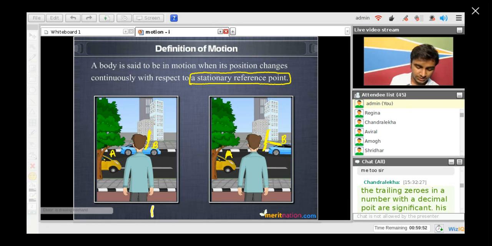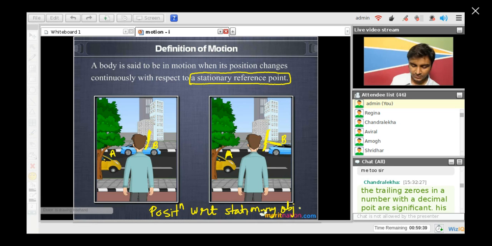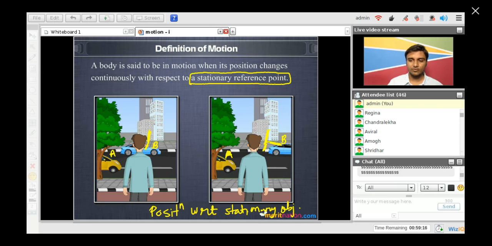So when the position with respect to a stationary object changes, then that object is said to be in a state of motion. That is why car B is in a state of motion. Alright, is it clear to every one of you why car B is in a state of motion?